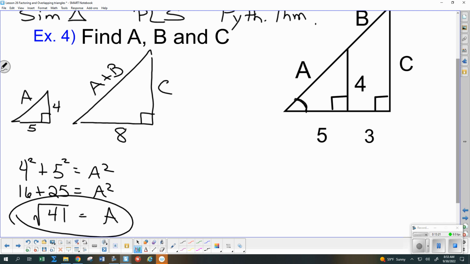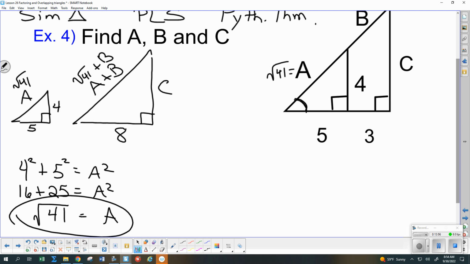Okay, which one do you think we ought to try next? I can even change if you want to. We now know that's root 41. We now know this is root 41 plus B. We now know this is root 41. Which one do you think is going to be easiest to do next? B or C? Give me a vote. How many think B is easier to do next? How many think C?